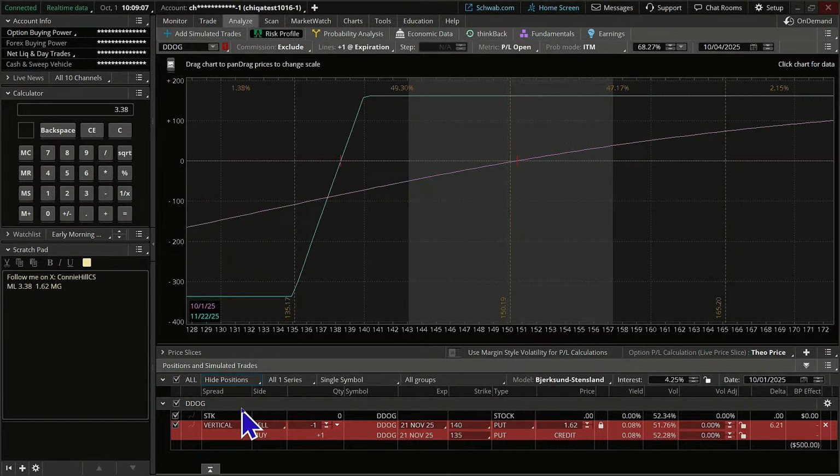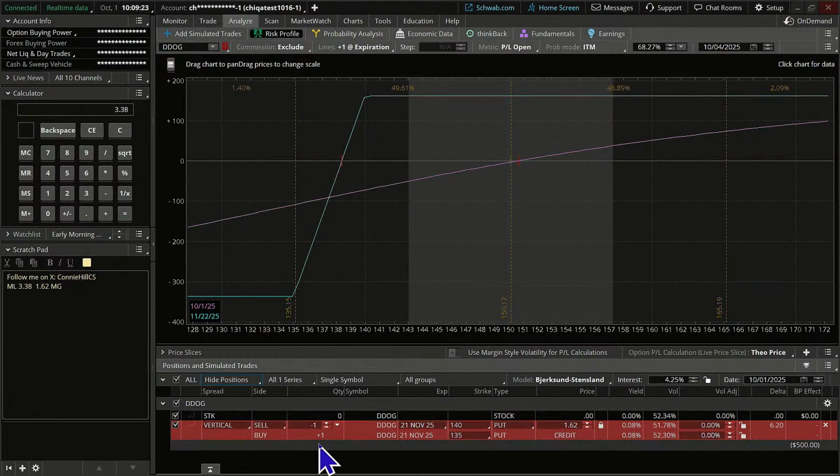Now, I just switched up one thing just now, and that was what do you want to see? And it was saying show all. And in reality, I don't want it to show any Datadog positions I might have on right now. So I changed it to say hide positions. So we're just seeing this trade that we might be anticipating and want to check out here.